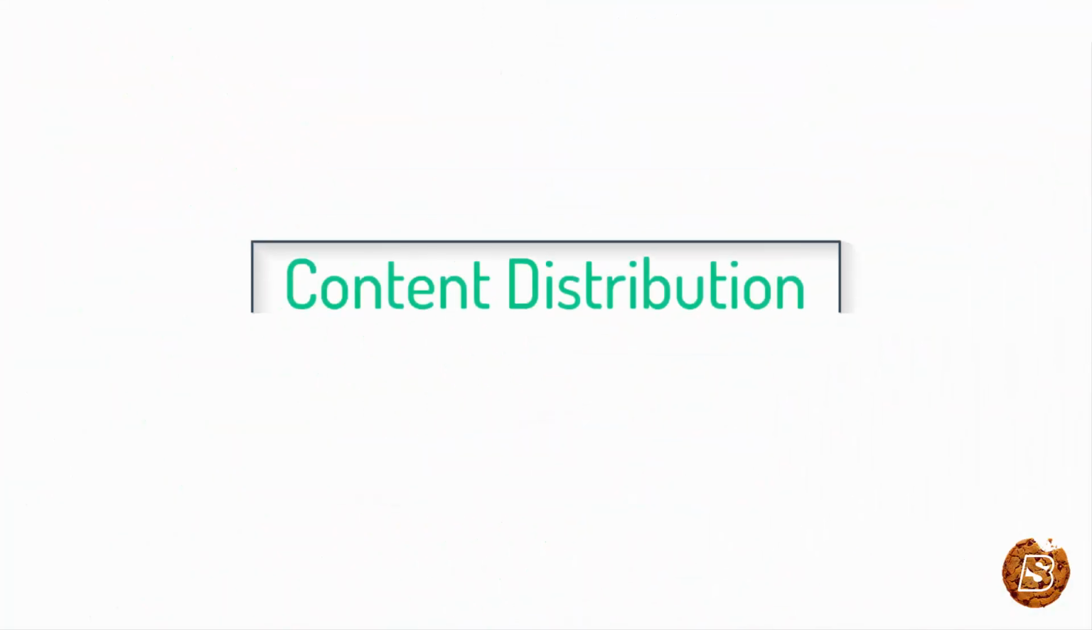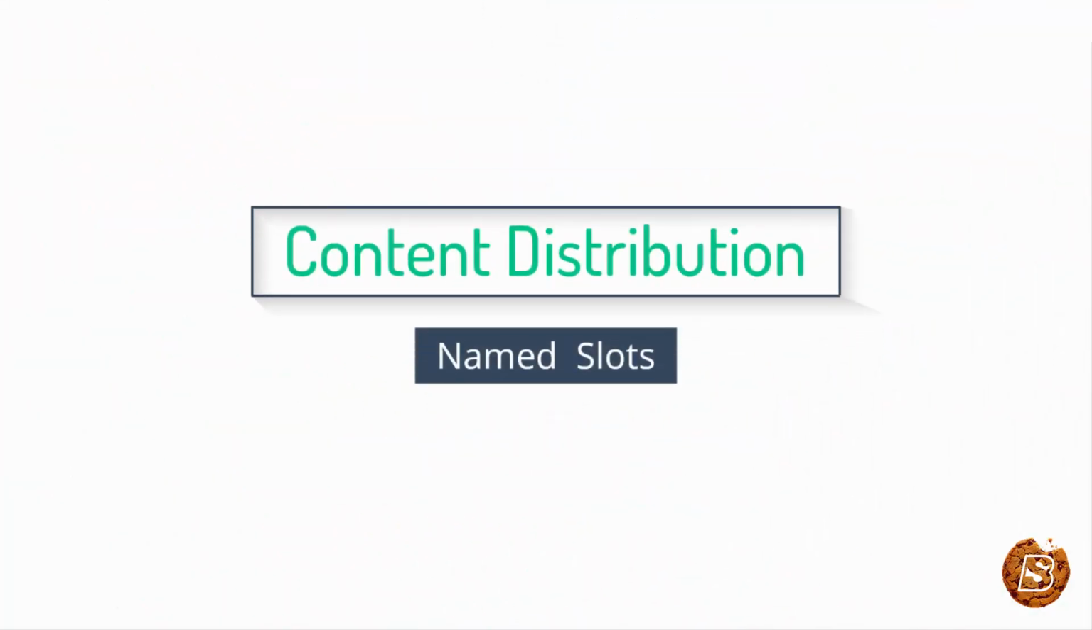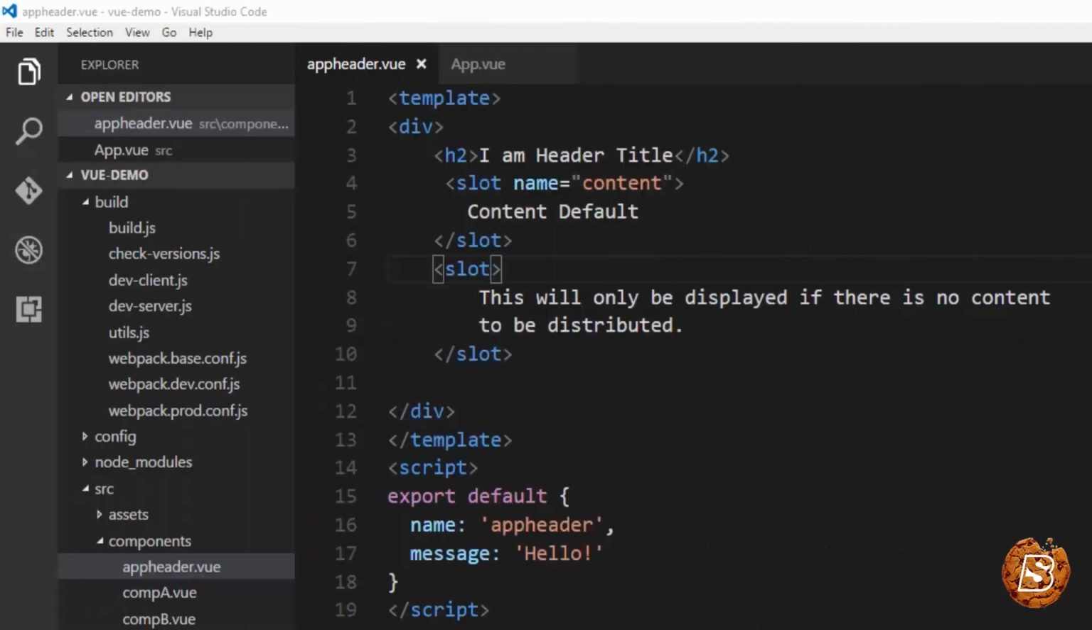In this lecture, we'll be taking a look at named slots. Now, in the previous lecture, we saw how we can make use of slots for content distribution. Slot elements have a special attribute called name, which can be used to further customize how content should be distributed. Now, we can have multiple slots with different names.